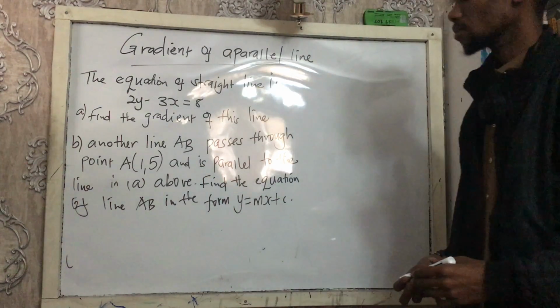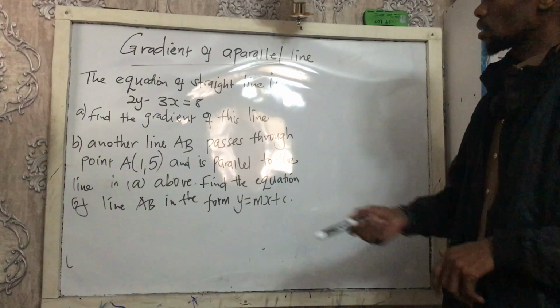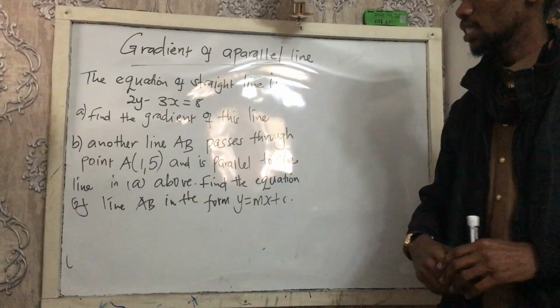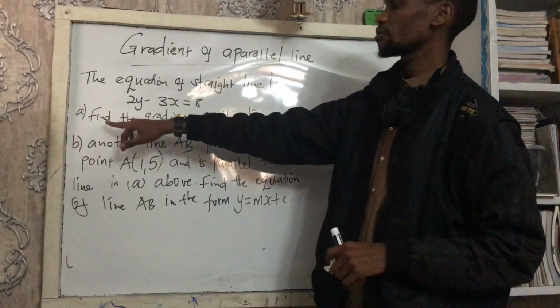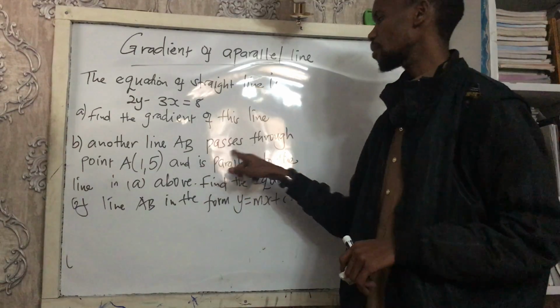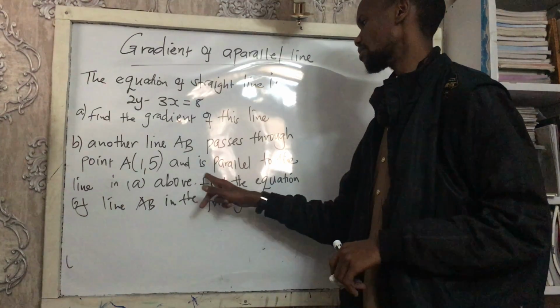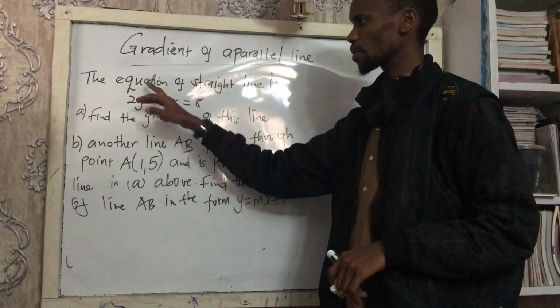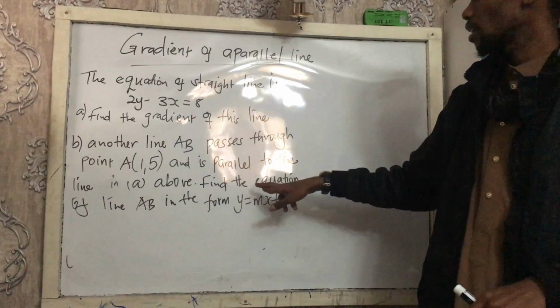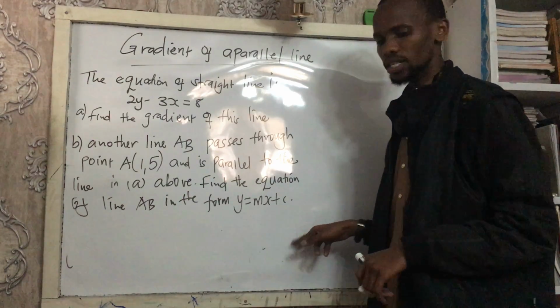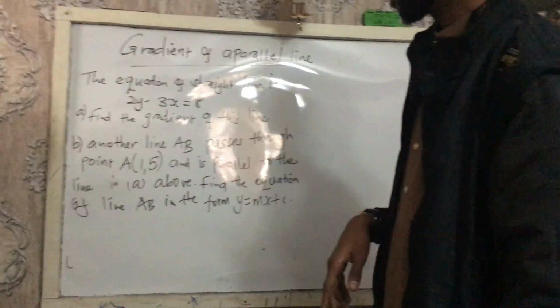Now, the equation of this straight line is 2y minus 3x equals to 8. Question A, we are being told find the gradient of this line. Question B, another line AB passes through the point A (1, 5) and is parallel to the line in A above. So this line AB is parallel to the one above, and we are being told to find the equation of the line AB in the form of y equals to mx plus c.